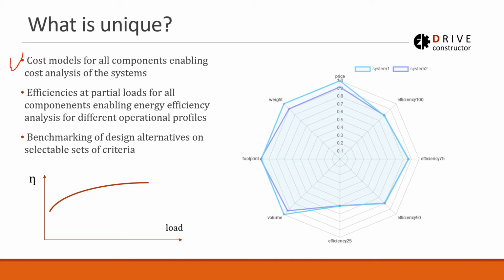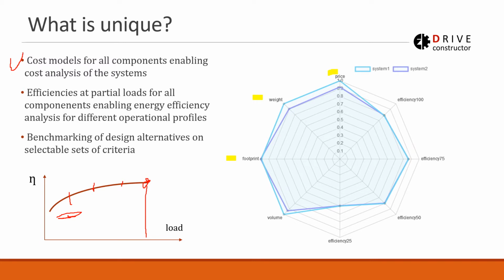What is also possible in DriveConstructor is to look at the efficiencies at partial loads. So we are not only talking about the rated load and the rated efficiency, but we can look at several points here and there in between. And we can also benchmark systems on many parameters simultaneously, and we can visualize it.